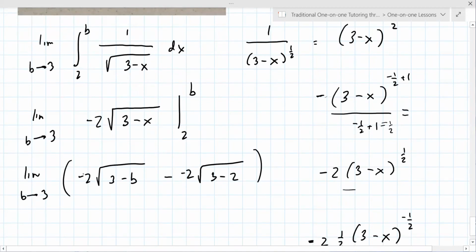Right. Negative 2 times the square root of 3 minus b. Well, b is approaching 3. So from your very first calculus class, at least try putting that in. Is 3 minus 3 okay? Yeah, that's 0. Is the square root of 0 okay? Yes. This is just 0. You just can't have a negative number underneath, or you can't divide by the square root of 0, because then it's undefined. Plus 2 times the square root of 1. So this equals 2.